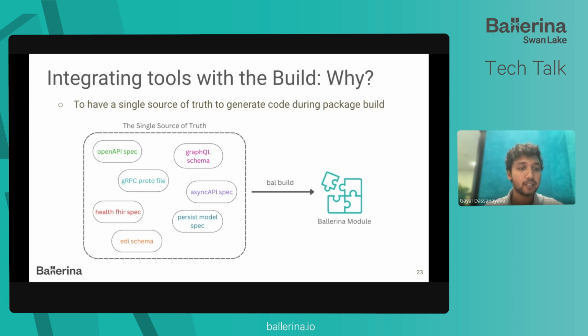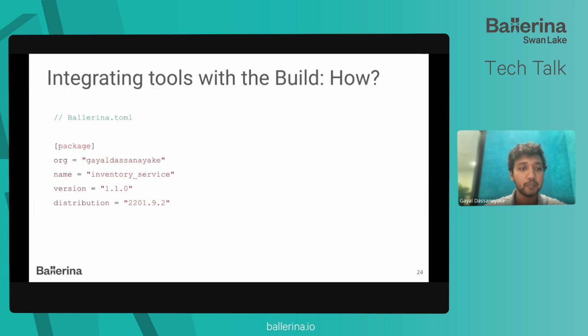So this way, it will always have one single source of truth, and every time you do a bal build or even a bal pack, your source code will be regenerated to match that OpenAPI specification. Currently, only the OpenAPI and the Persist tools support this, but soon other tools also will follow this method. So now we have an understanding of why we need this. So let's look at how we can integrate a tool into our package. This entry that I have here is a sample of the Ballerina.toml that we have in a normal Ballerina package. So it has all the org name and version fields.